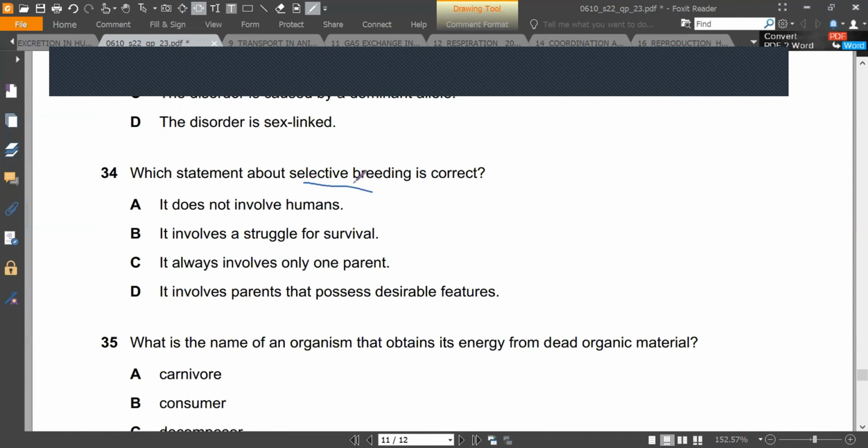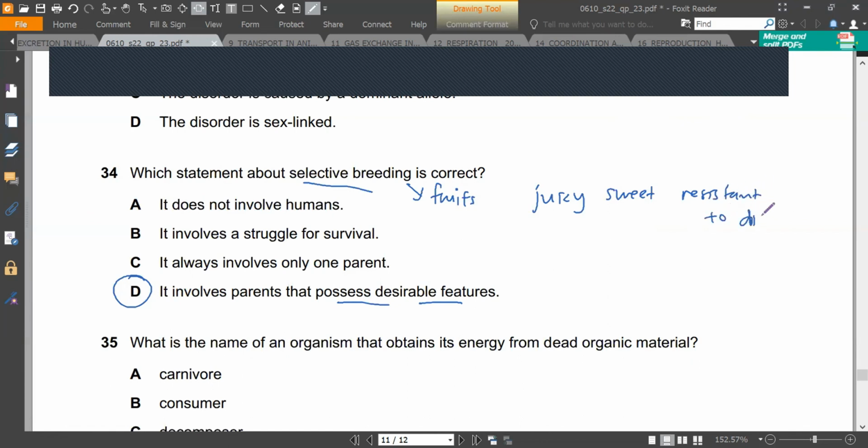Selective breeding means we select the parents that have the desirable features. Let's say we want to breed fruits. We want fruits that are juicy, sweet, resistant to diseases, large fruits, something like that. So we choose the parents that have these features, and then we breed them together. Hopefully some of the offspring will have all of these features.